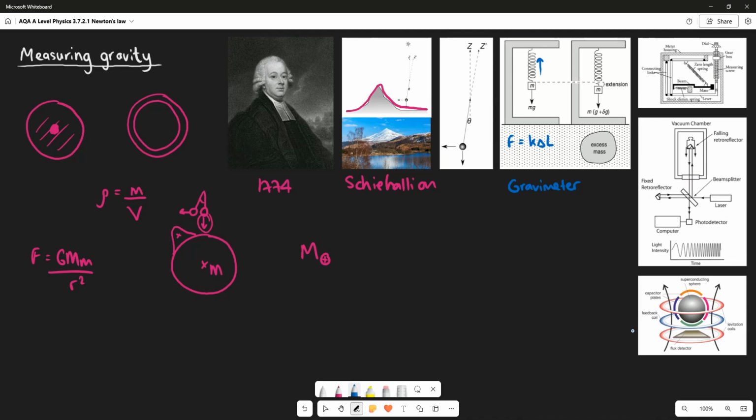Modern gravimeters use superconducting spheres and compare the weight, or the force due to gravity, with a counteracting force caused by a magnetic field. An analysis of the field needed to keep the object stationary gives you an understanding of how much force is required and therefore what the strength of gravity is.